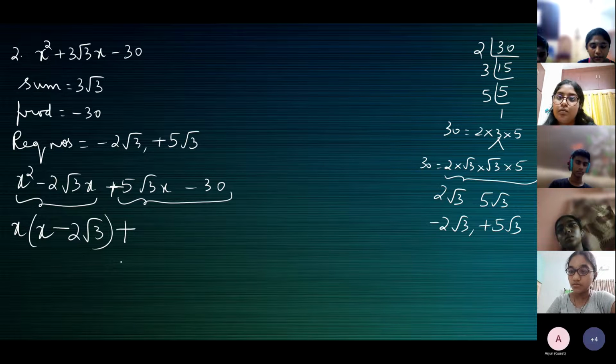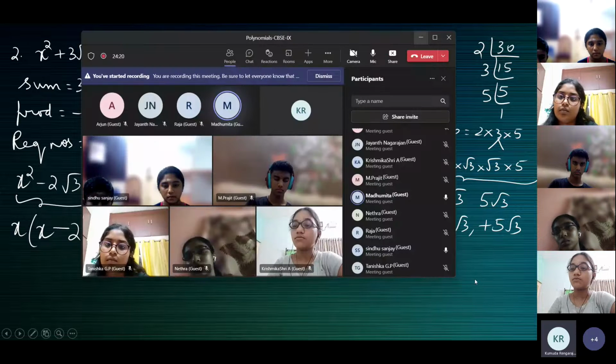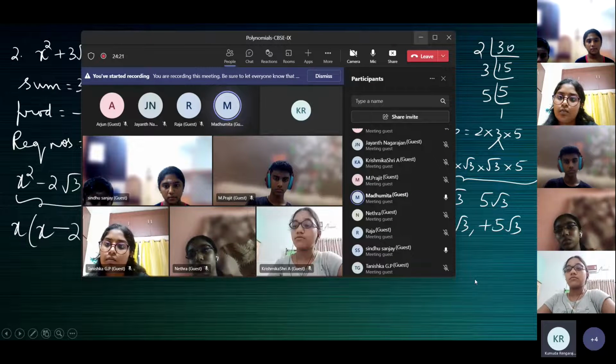Whatever sign you see here, bring it down as it is. Plus 5 root 3, ma'am. Now what is common between 5 root 3 and 30? 5 root 3, ma'am. Now for that we need to understand what is in 30. To understand, we need to find the highest common factor of 5 root 3 and 30.